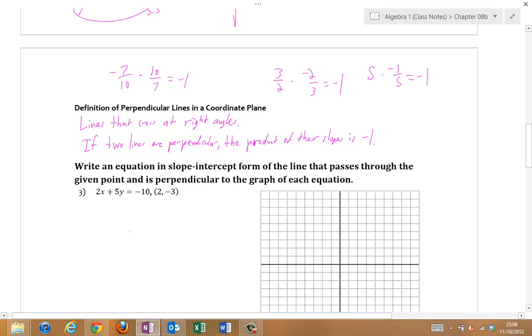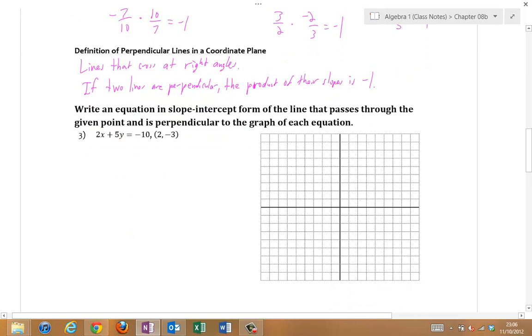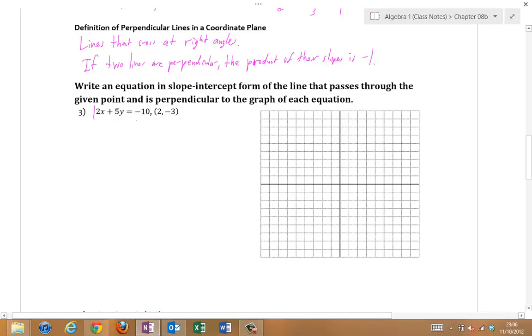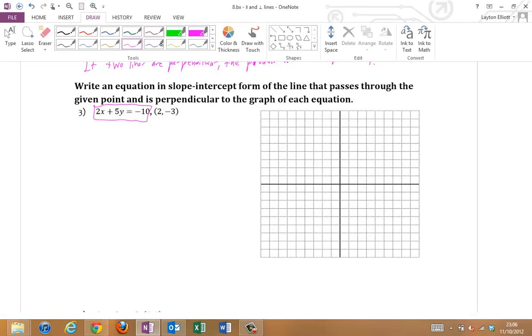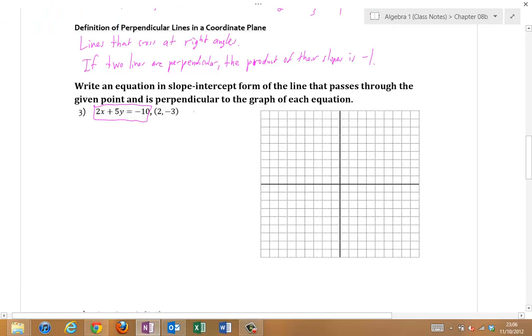And if I go down to number 3 and I look at what it's asking, it says, hey, here's a line, but we don't care about that line. We want a different line. We want the line that is perpendicular to that. Furthermore, I want the line that is perpendicular to that to cross through the point (2, -3). I'm even going to graph (2, -3), so I don't lose sight of the fact that this is the point I want to cross through.